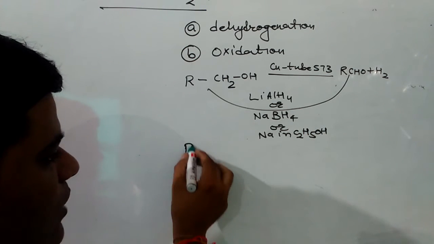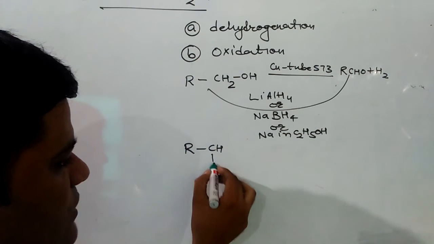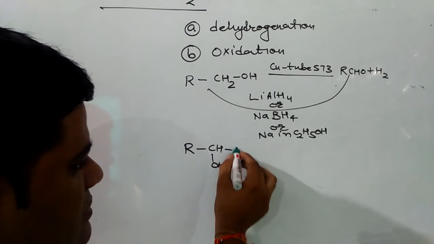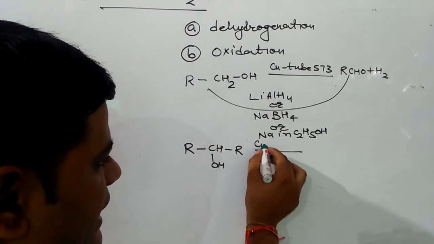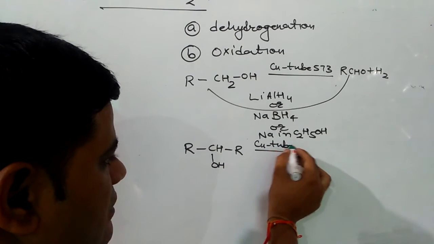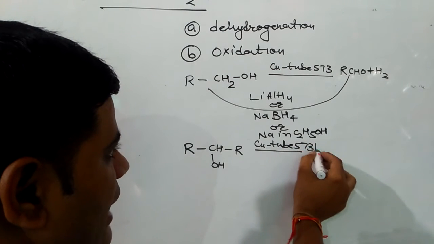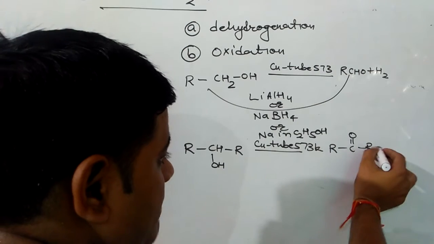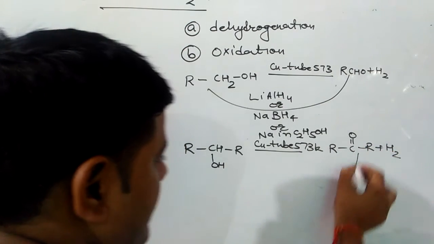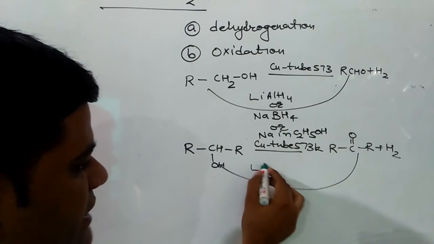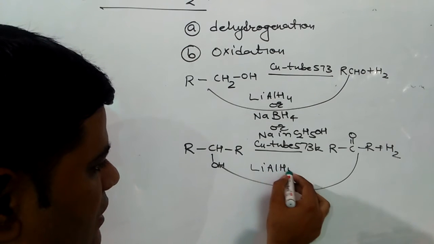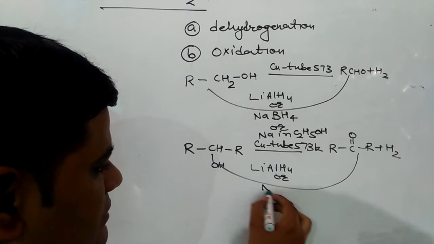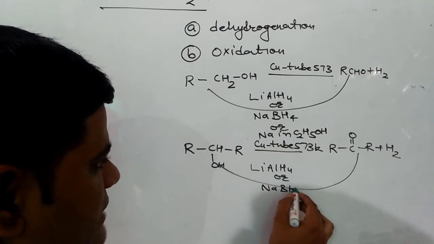While a secondary alcohol on passing through a copper tube at 573 Kelvin will give ketone plus H2, and this reaction can be reversed with lithium aluminum hydride or sodium borohydride or sodium in the presence of ethyl alcohol.